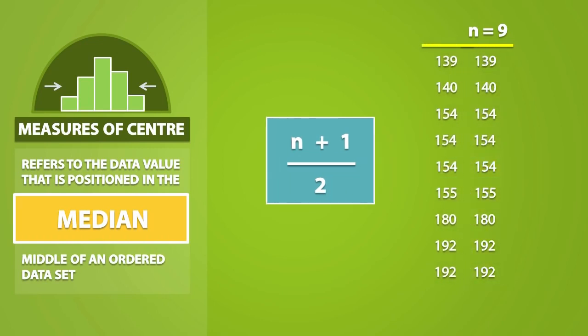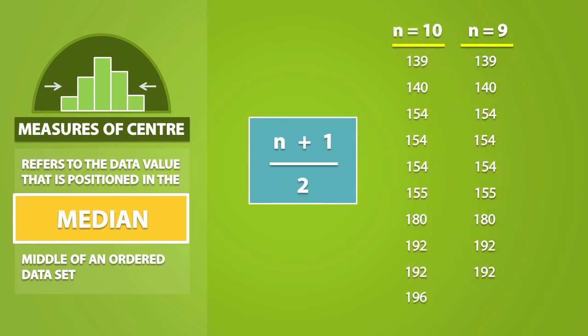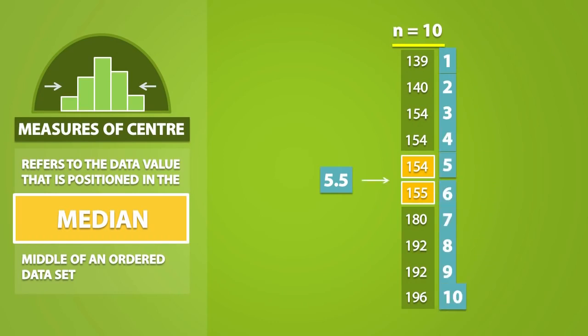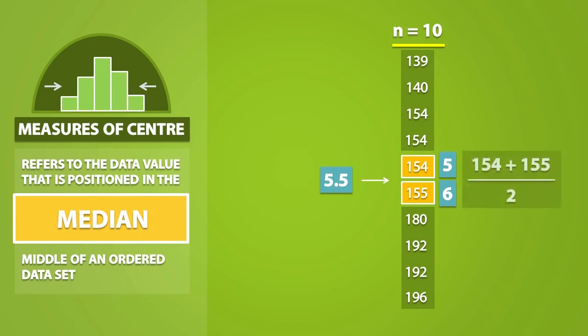However, if n is an even number, we see that we have 2 middle data points, and if we use the formula, we end up with 5.5. We see that there isn't a value in this position, so what we do is we take the arithmetic average of the 2 values beside this position, so we would have (154 plus 155) divided by 2, and we get an answer of 154.5. This value is in fact the value of the median for this dataset.